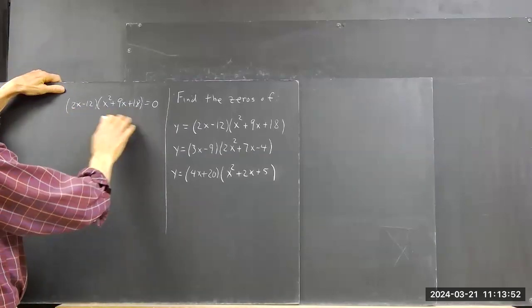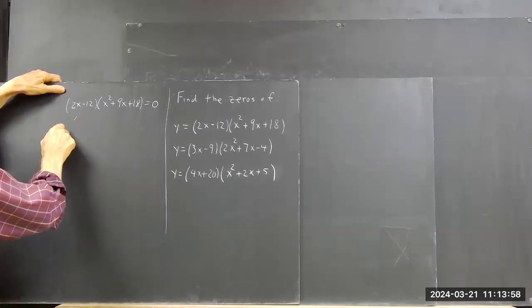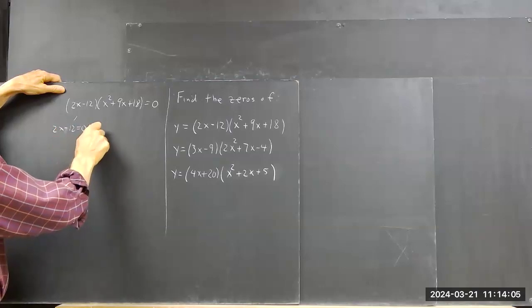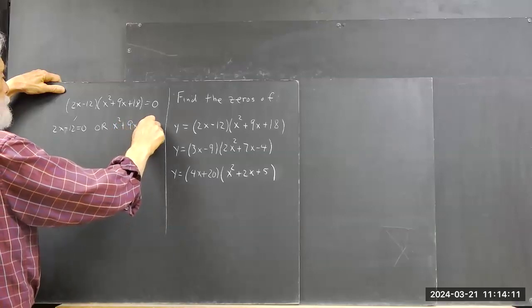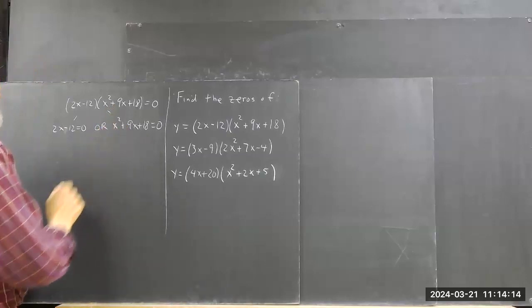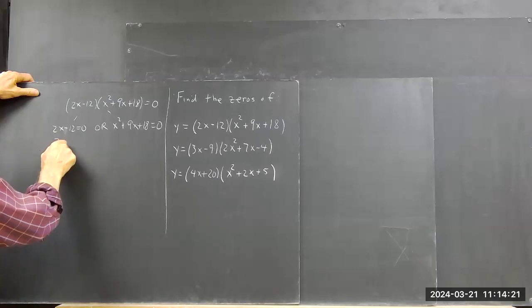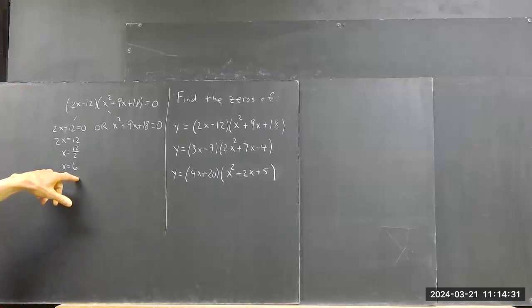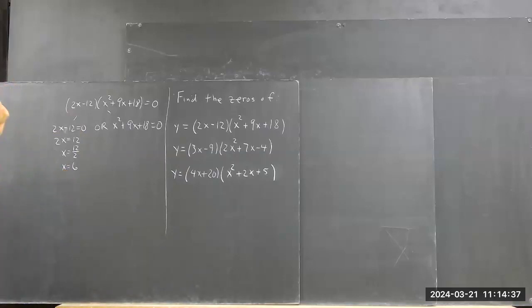Okay. If the product of two things is zero, then one of those things has to be zero. So this means that 2x plus 12 equals zero. That's 2x minus 12, sorry. Or x squared plus 9x plus 18 equals zero. Well, 2x minus 12 equals 0 has solution 2x equals 12, x equals 12 over 2, x equals 6. And clearly, if x equals 6, 2 times x is 12, and 12 minus 12 is 0, so that checks out.